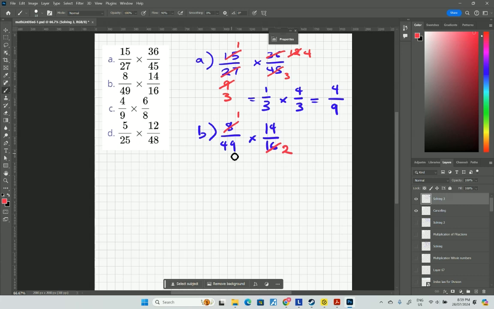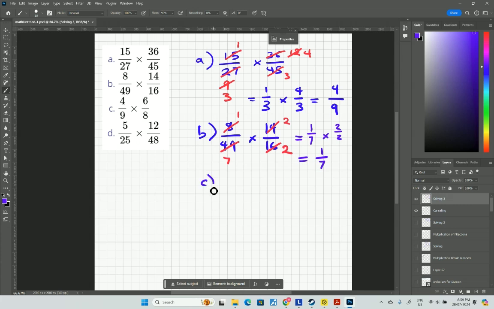What do we have here? We have 49 and we have 14. They're both multiples of 7. So this divided by 7 is 2, and this divided by 7 is just going to be 7. So our whole thing reduces down to 1 over 7 multiplied by, well, 2 over 2 is just 1. So the whole thing becomes 1 over 7, because multiplying by 2 over 2 does effectively nothing.